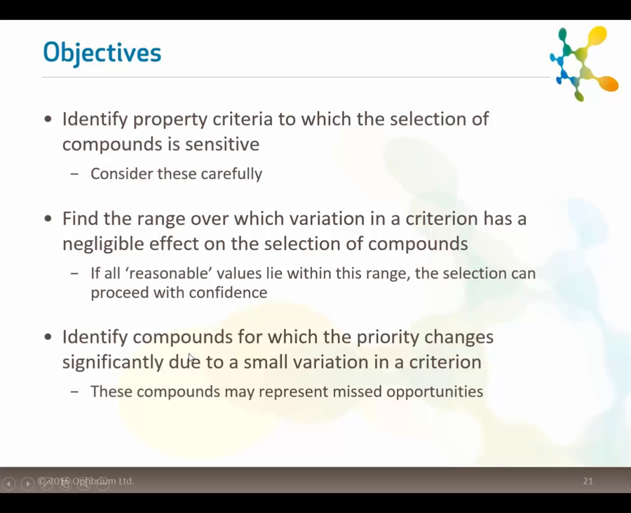But if there is a significant change due to one of these variations, we want to identify the compounds it affects: those compounds for which the priority changes significantly due to a small variation in that criterion. Those are the compounds that may represent missed opportunities we might like to look at in more detail.